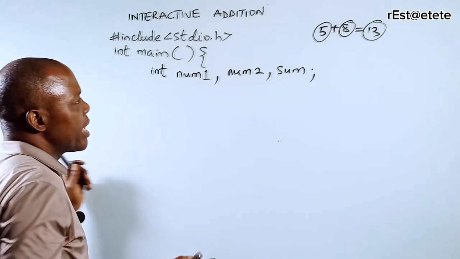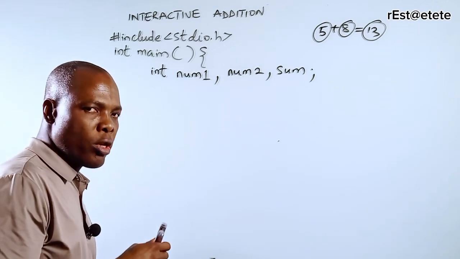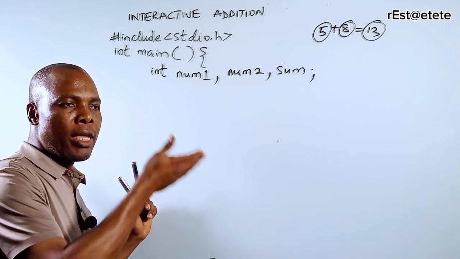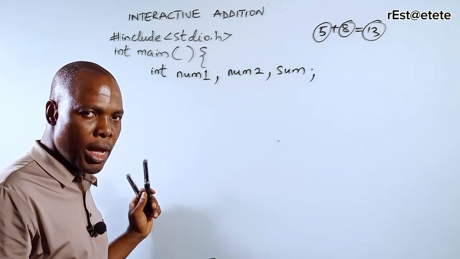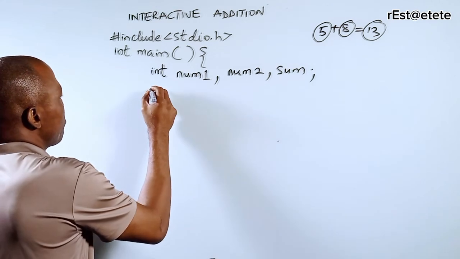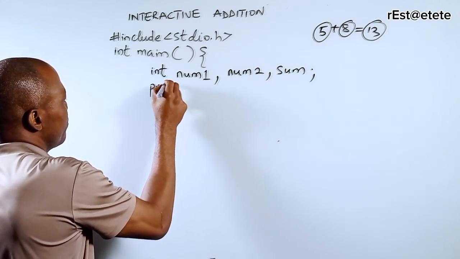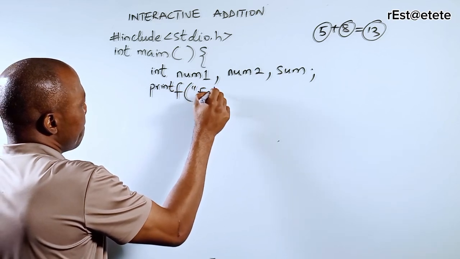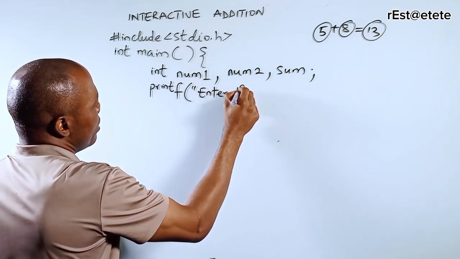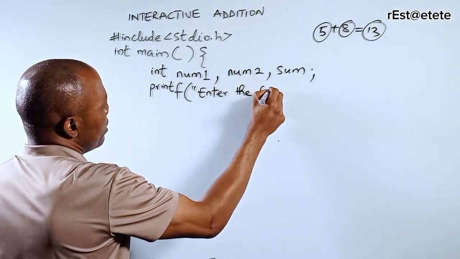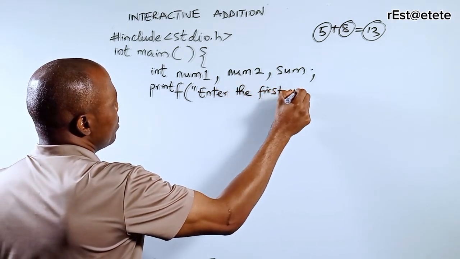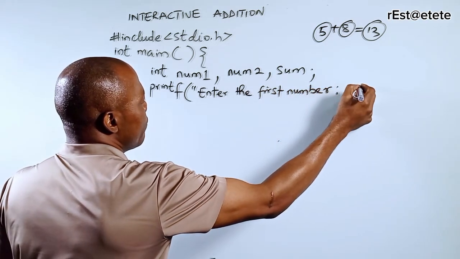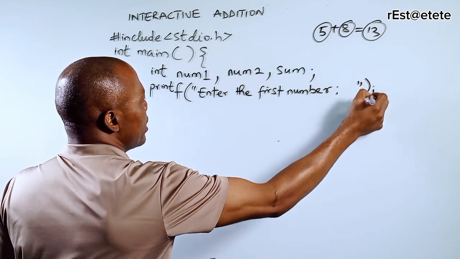Okay. The next thing I will do is I want the user to supply the values when the program runs. So when you execute the program, it will print out, enter the first number. So I will call my print function, printf, and print out, enter the first number. I'll give it a space, then close it.